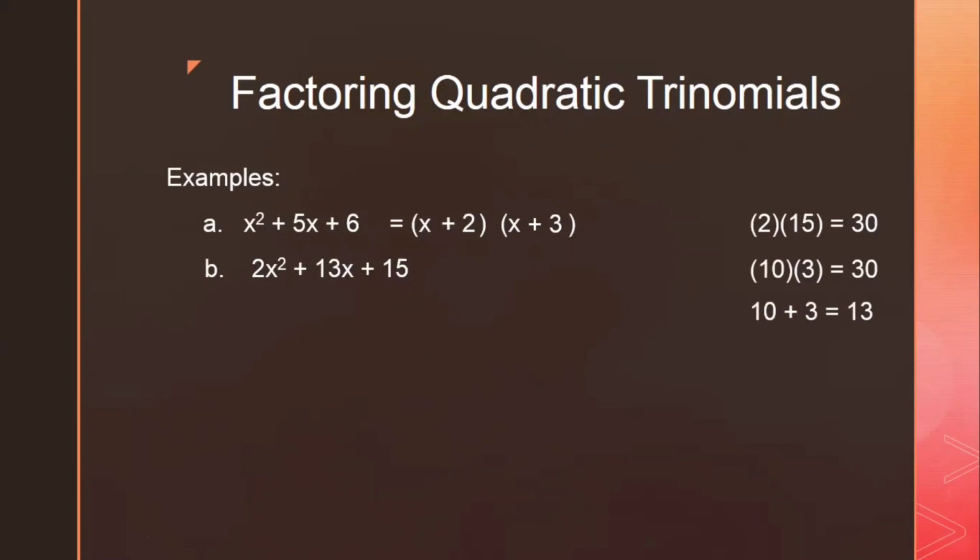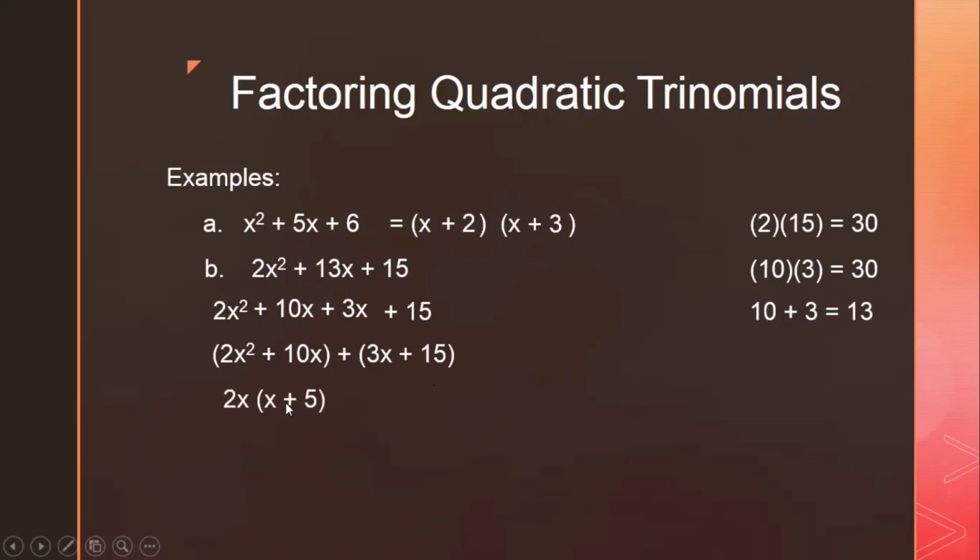What we're going to do is replace the middle term by 10 and 3. So just copy 2x squared, then instead of 13x, we're going to write 10x plus 3x, and then just copy plus 15. After that, we are going to factor by grouping. For the first two terms, let's group 2x squared and 10x, and 3x and 15. In the first two terms, we'll take out the greatest common factor, which is 2x. What will be left inside is x plus 5.